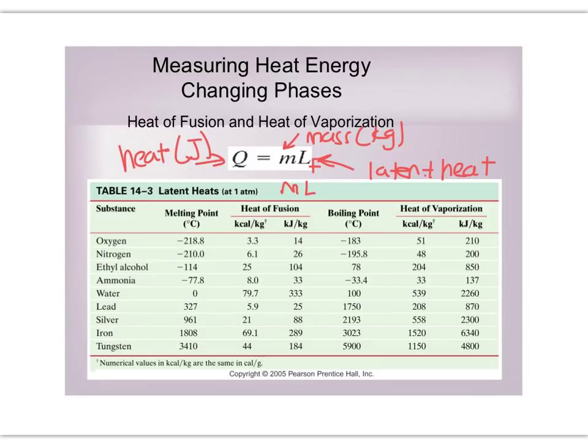or the equation is going to be mass times the latent heat of vaporization if we're looking at changing it from a liquid to a gas. We can look at water to see that the latent heat of fusion of water is 333 kilojoules per kilogram. So we'll probably use joules per kilogram. So 333 times 10 to the third joules per kilogram. And then the latent heat of vaporization, 2,260, again, kilojoules per kilogram. So you're going to want to convert that to joules per kilogram when you use it in the equation.